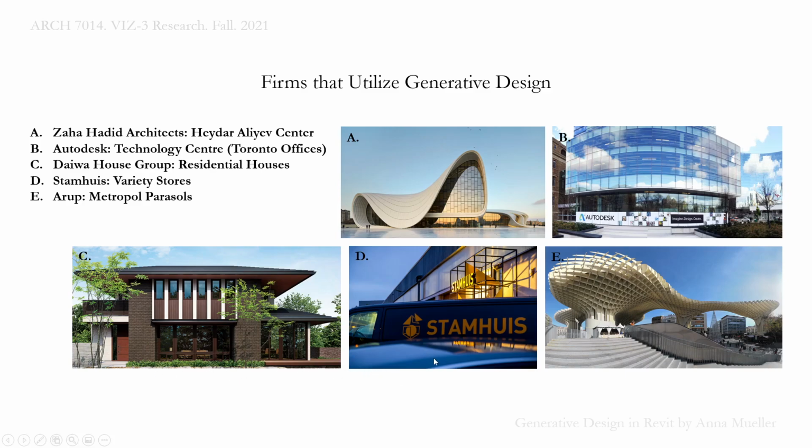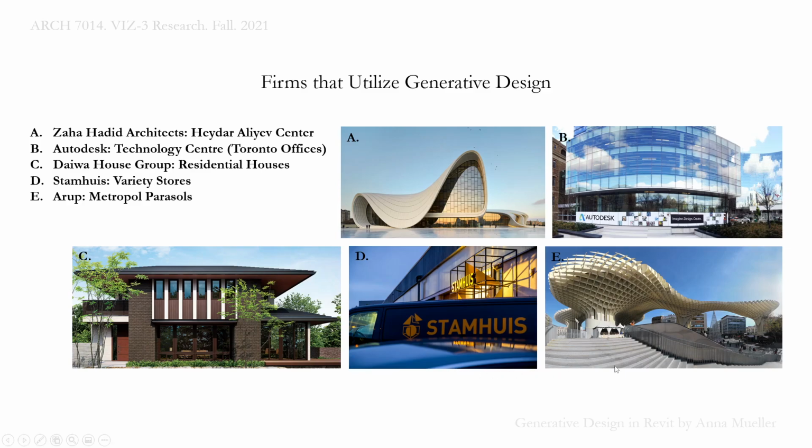And then this is Stamhuis, or I'm not sure on the pronunciation, but they are located in the Netherlands, and they are basically a company that makes lots and lots of stores, like huge supermarket chains or small stores, and they really utilize generative design as well for their interiors and laying out all the merchandise, the aisles, just the layout of stores.